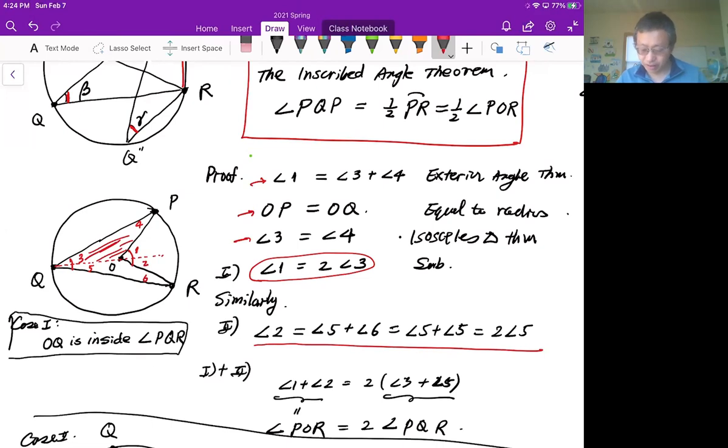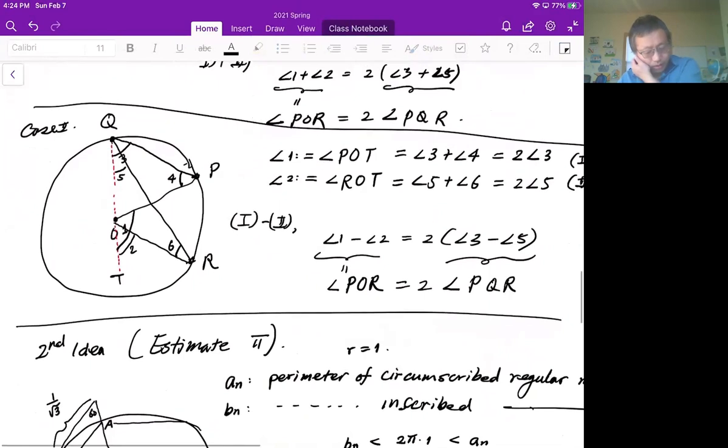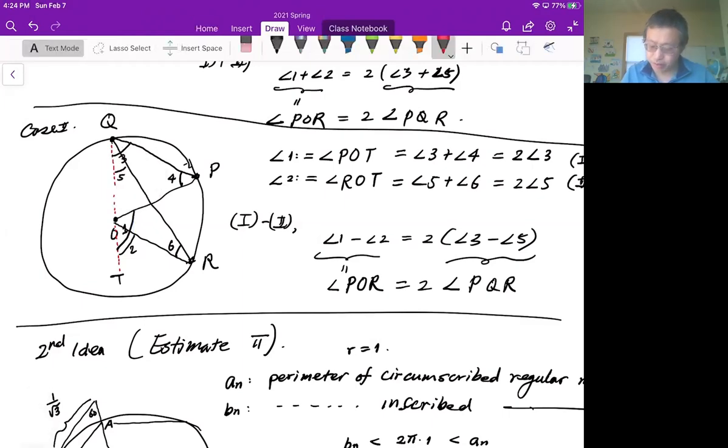The second case can be proved in a similar way. If OQ is outside of the angle, then instead of doing addition, you do subtraction. That's basically the idea. So let's see, how do I get angle 1? That's my angle 1 here.